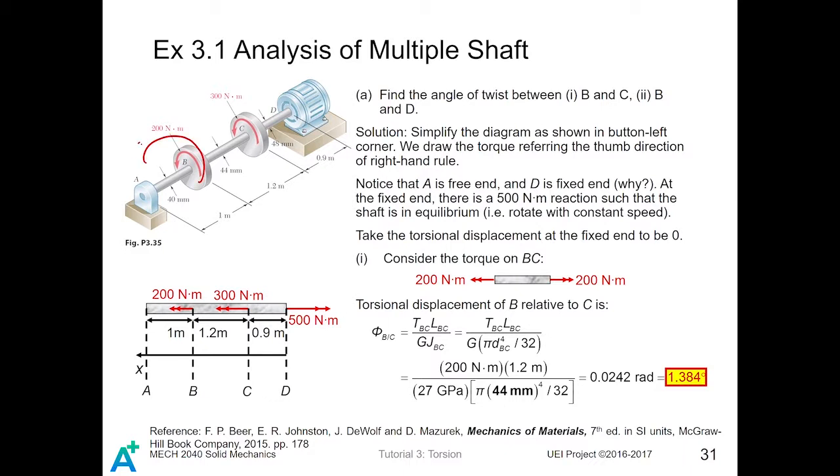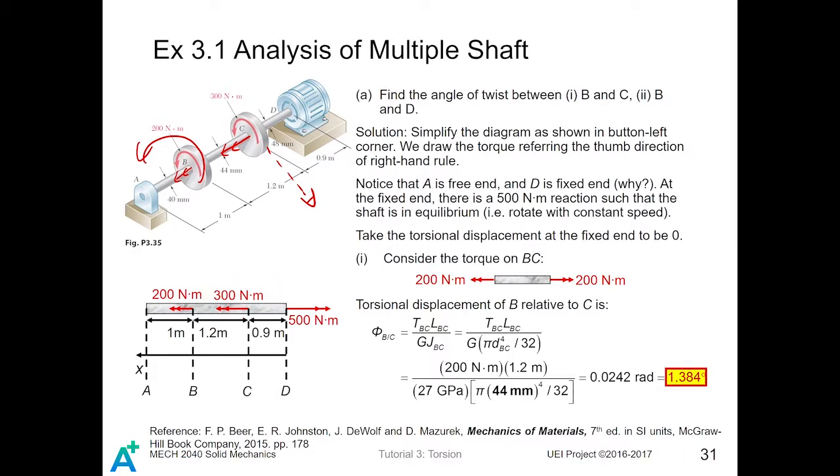Then at point B there is a torque rotating in this way, and you are the observer standing here. Then, by using your right-hand rule, the thumb is pointing to the left-hand side. Therefore, you can write this torque in this form. Similarly, for the 300 Nm torque, as an observer, you are standing here and observing this torque. By using your right-hand rule, your thumb is still pointing to the left-hand side. Therefore, you can draw the 300 Nm torque in this way.